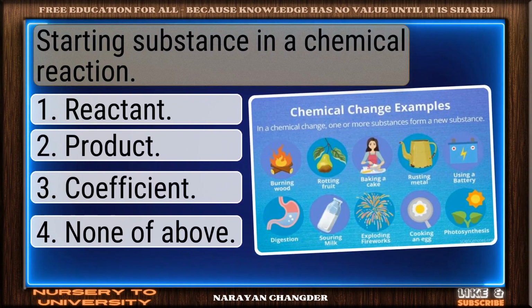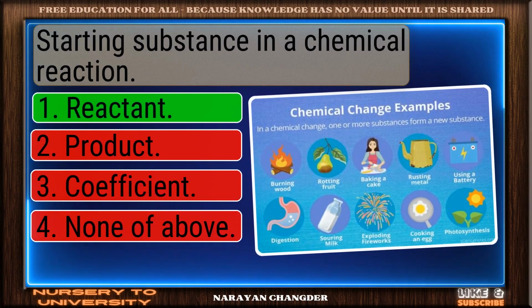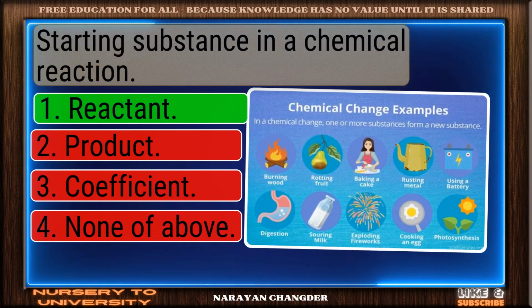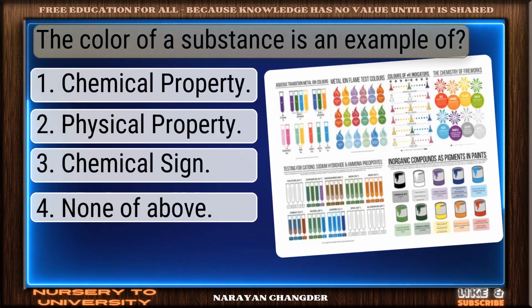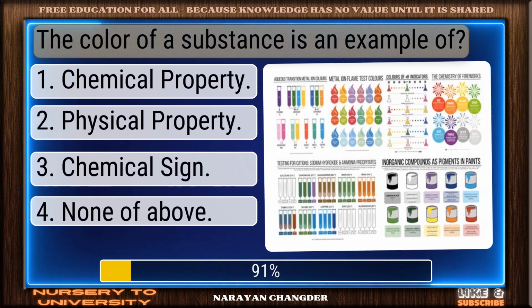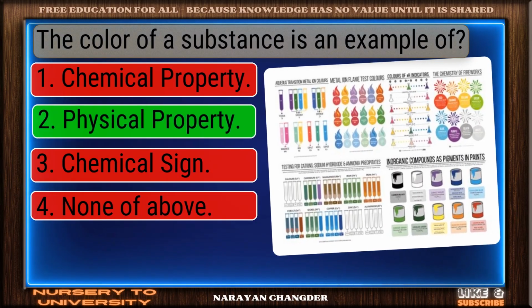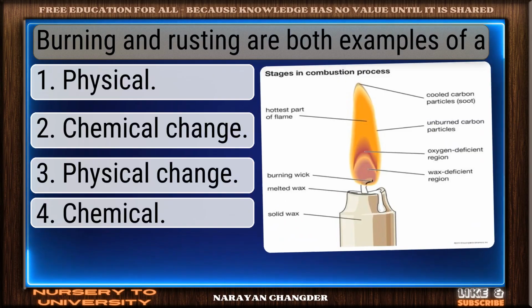Starting substance in a chemical reaction. Good job. Your answer reactant works well here. The color of a substance is an example of. Excellent choice. Physical property is the right answer.